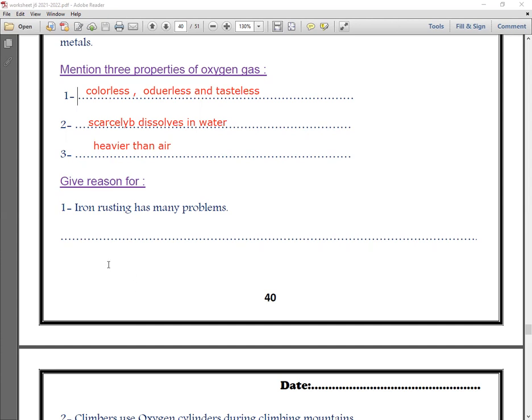Give reason for iron rusting had many problems. Why did iron rusting have many problems? Because it causes damage and corrosion of the ironware.